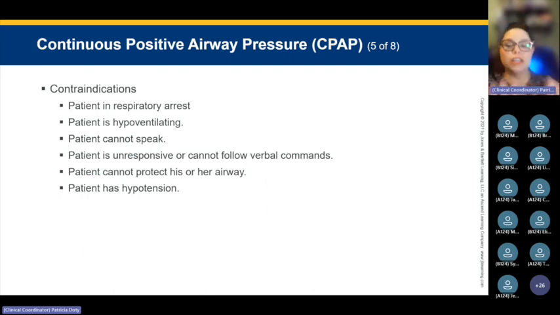So here are some contraindications. Patient is in respiratory arrest. That's not going to help anybody. Patient is hypoventilating. That's not going to help anything. Patient can't speak. What's the underlying issue here? We've got to fix this. They can't speak, so there's something else going on, okay? Let's see. Patient's unresponsive and can't follow verbal commands. Patient cannot protect his or her own airway. And patient has hypotension.